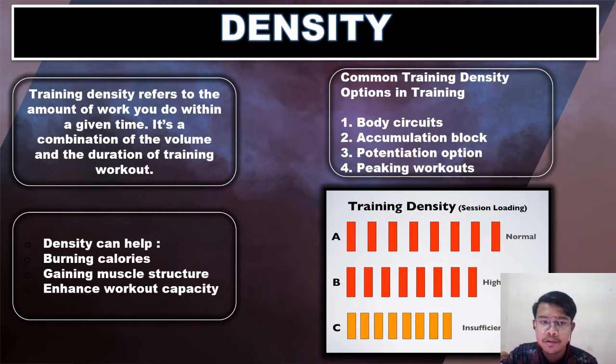Next is density. Density training works to increase the density of the workout you do. Density in training terms is a combination of the volume and the duration of your workout. The volume is the total workload you take on during the workout session. You can basically think of it as the number of sets you do multiplied by the number of reps you do in each set. The duration of your workout is how long the workout session lasts.